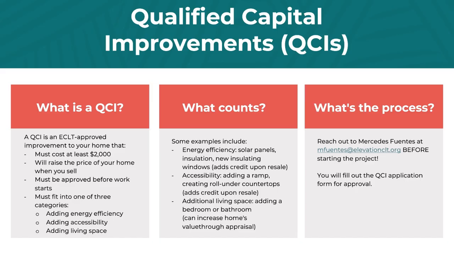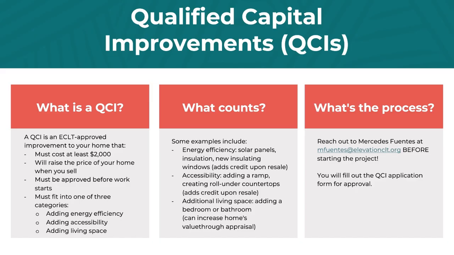So a couple examples of energy efficiency would be something like solar panels, insulation, or new insulating windows. And this particular QCI will add a credit upon resale, so that will get added to the resale price of your home. For accessibility, it could be adding a ramp or creating roll-under countertops, maybe adding accessibility to a bathroom. That would also add credit upon resale.